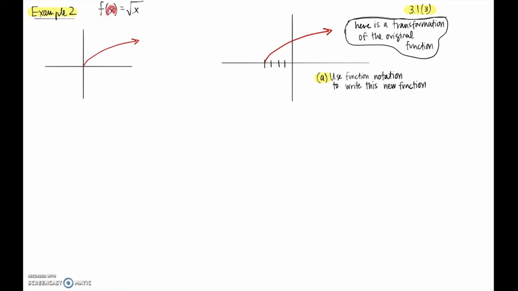Horizontal shifts definitely happen inside the parentheses alongside the input. So I know that it has to be f of something going on inside these parentheses. And I have an input, and I've just shifted everything left 4 units. So with horizontal shifts, it's kind of counterintuitive. A shift left is a +4 right here. And this is it. This is the solution.